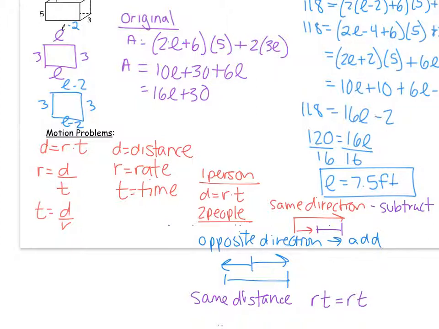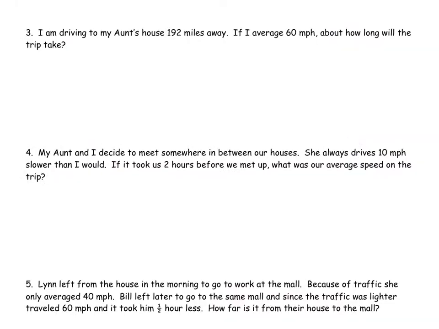Okay, let's go ahead and try some of those problems. Our first motion problem says, I am driving to my aunt's house 192 miles away. So far I know that the distance is 192 miles. If I average 60 miles per hour, that's a rate. About how long will the trip take? So that's a question of time.